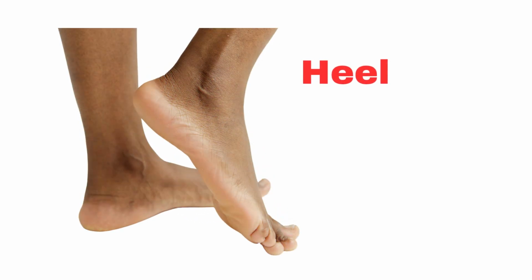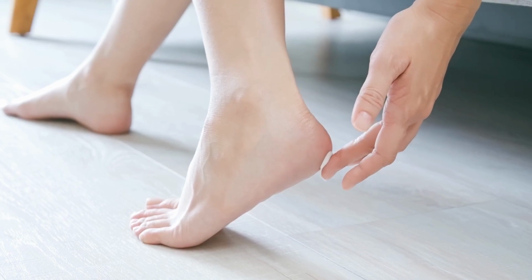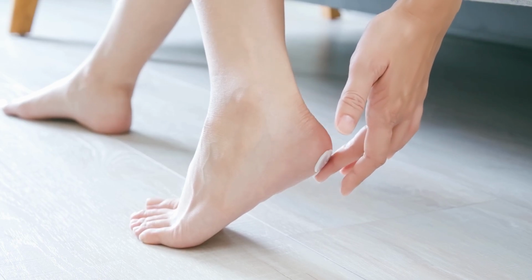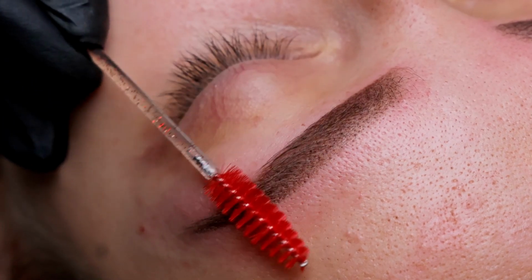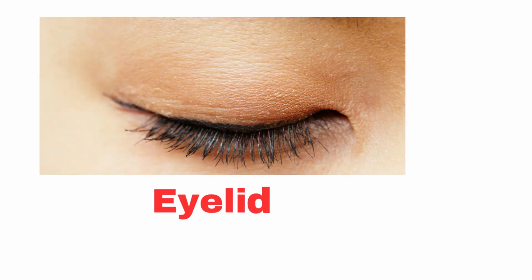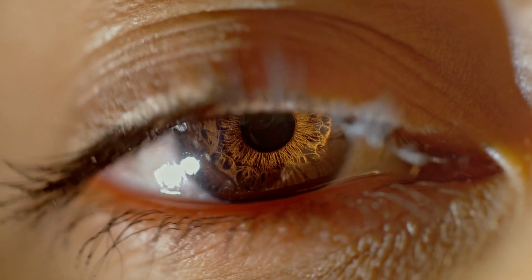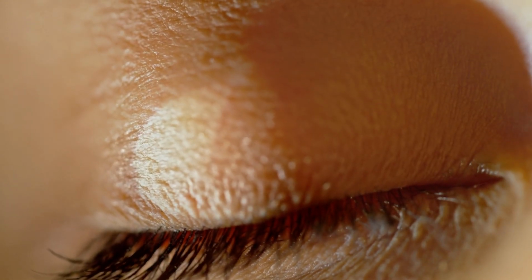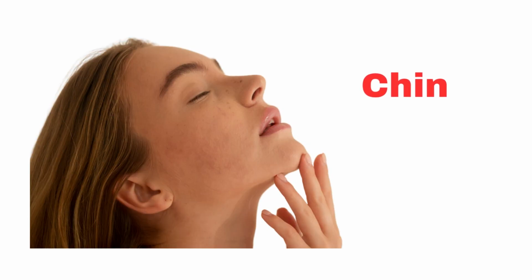Heel. The heel is the back part of your foot. Eyebrow. Eyebrows keep sweat out of eyes. Eyelid. Eyelids close your eyes when you blink or sleep. Chin. The chin is below your mouth. It helps shape your face.